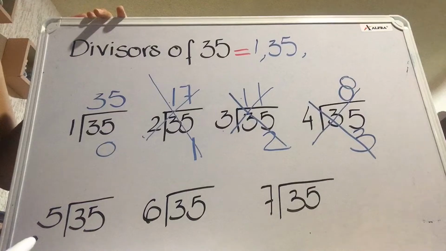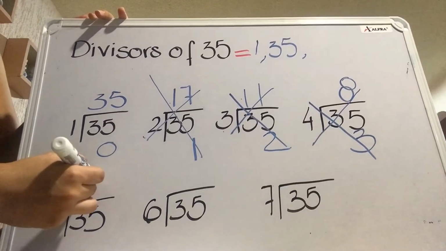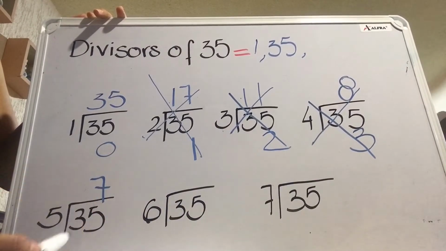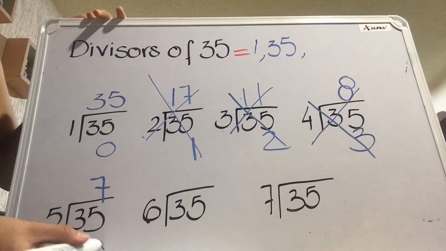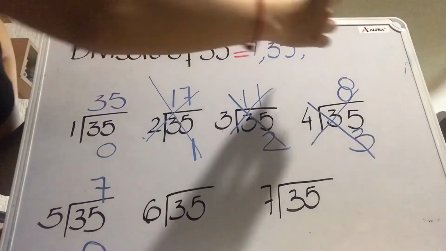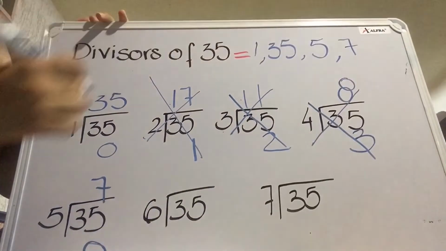Let's continue with 35 divided by 5. It equals 7, and 5 times 7 equals 35. So there is no remainder. 5 and 7 are divisors of 35.